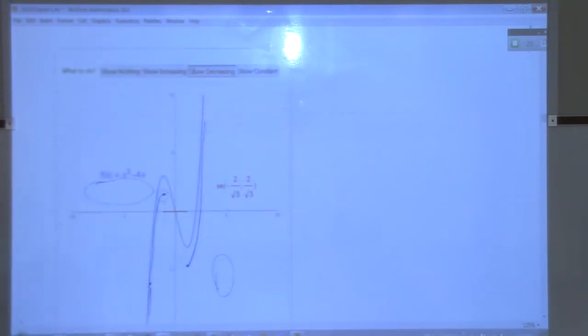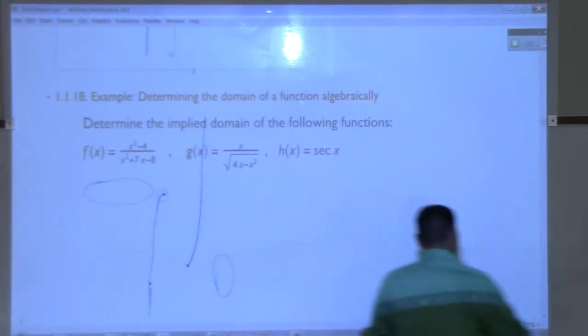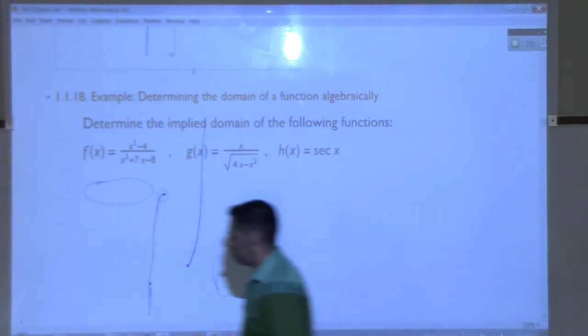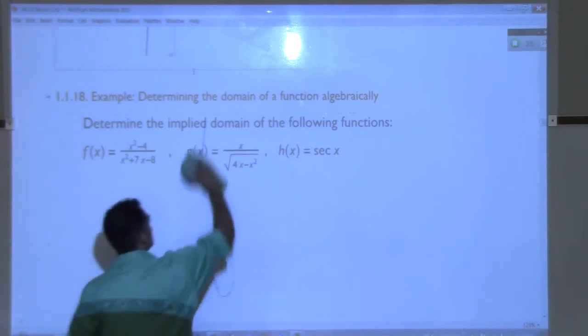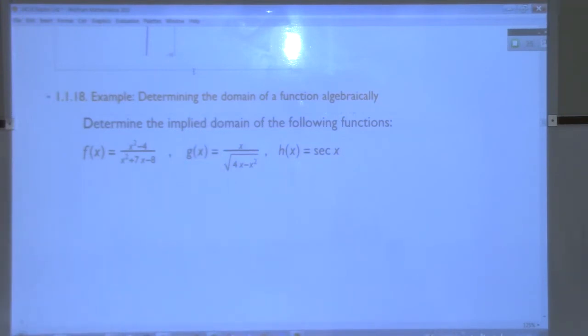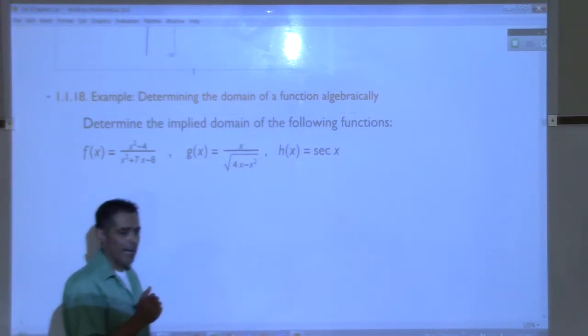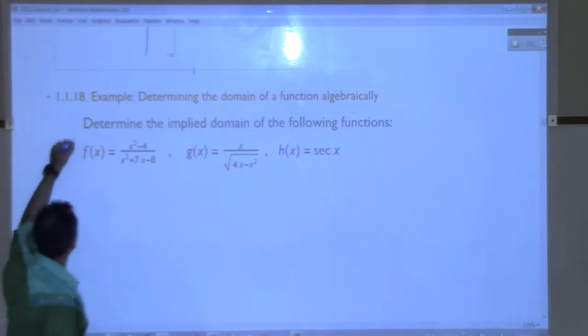All right, so what we've done so far is we've looked at some pictures of functions, and we've talked about some of their properties: positive, negative, constant, increasing, decreasing. But what if I give you a function algebraically and ask you for domain? Domain is going to be a huge issue in this class. We're going to have to always pay attention to domains. So let's talk about this first function right here.